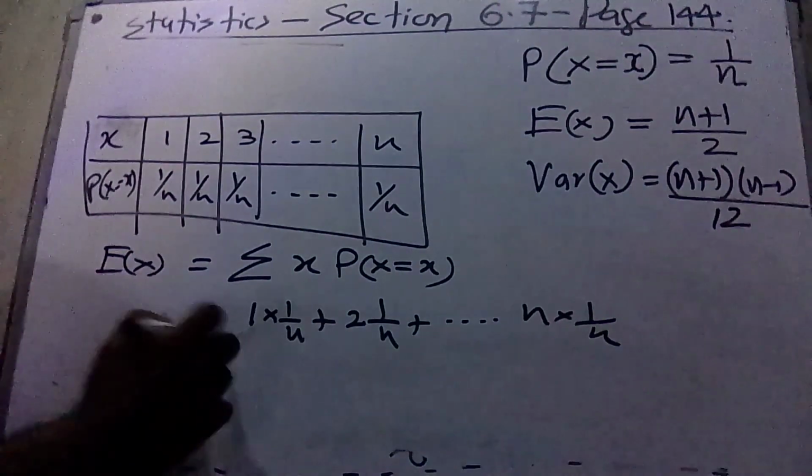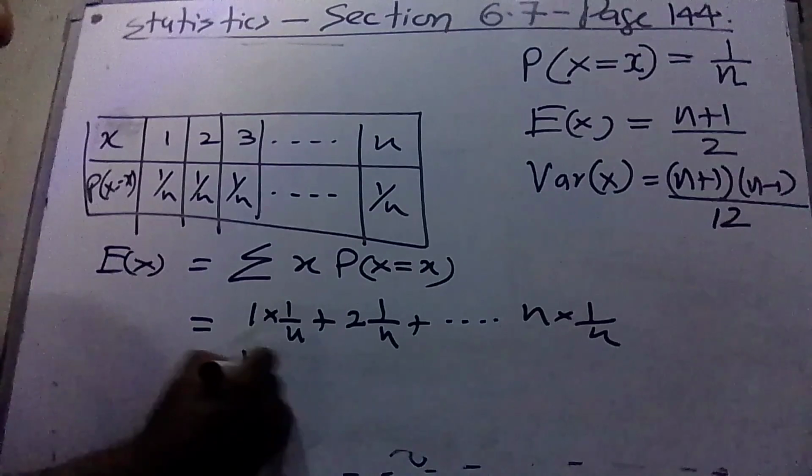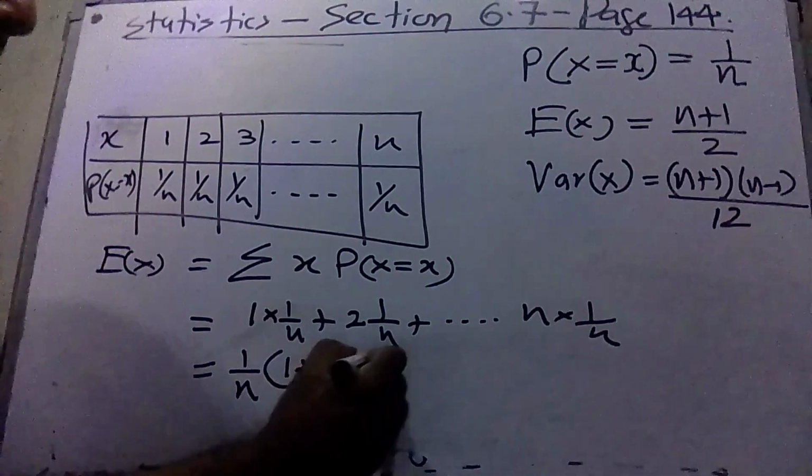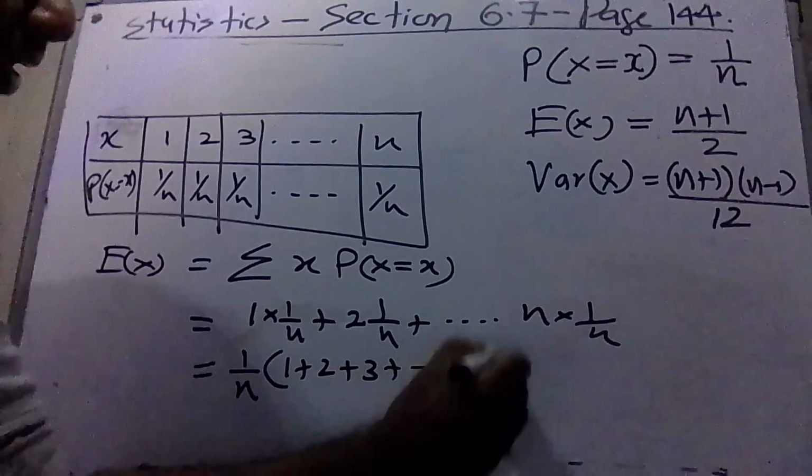Then when we take the 1 over n out, we will get 1 plus 2 plus 3 plus up to n.